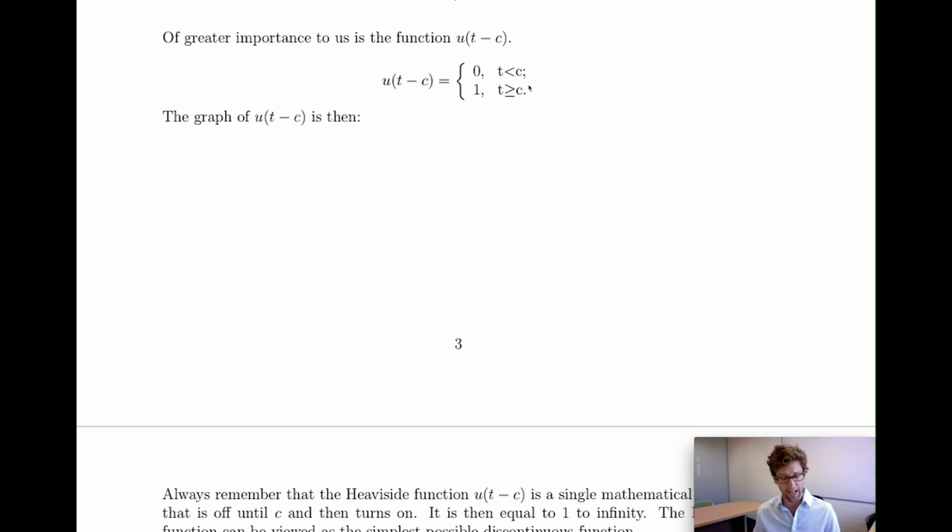So it's actually just exactly like the definition we've given, except it's a little bit more general because it allows us to have this sudden jump at t equal to c. So let's sketch what this thing looks like.